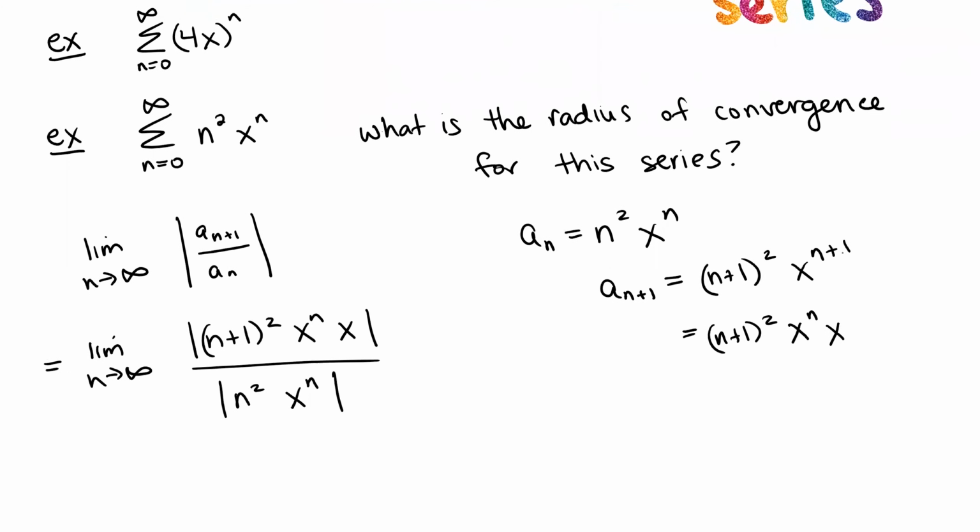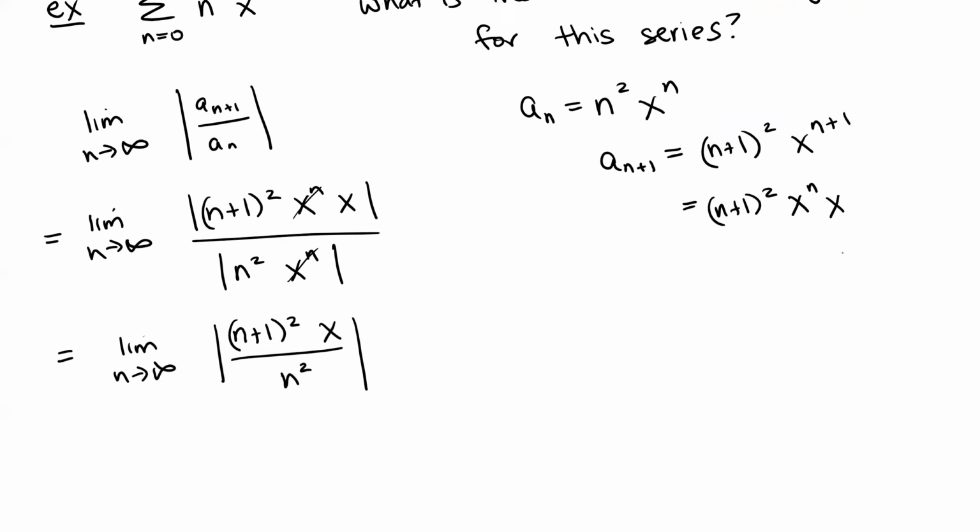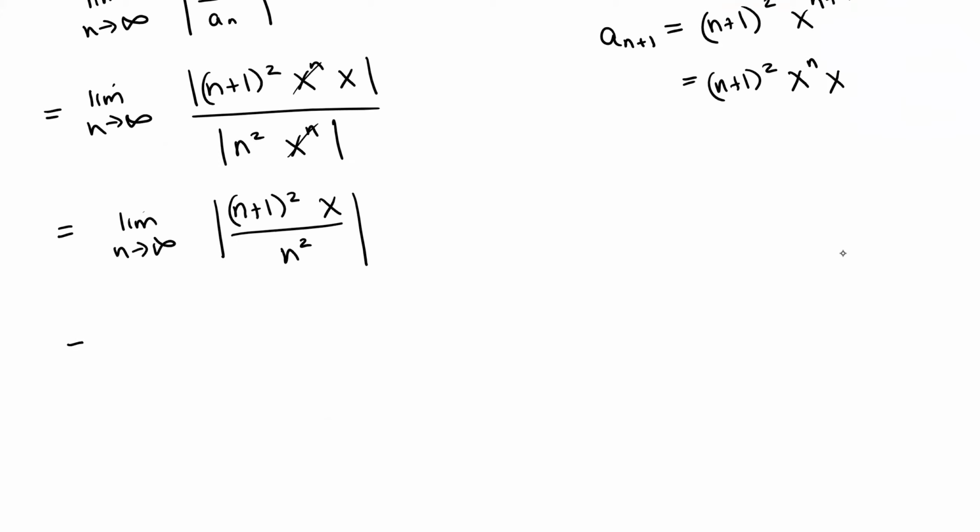Now we can see we have some nice cancellation. We can cancel the x to the n's from the numerator and the denominator. So now we've just got the limit as n goes to infinity of the absolute value of (n plus 1) squared times x over n squared. Now, when we send n to infinity, we see that this will have the form infinity over infinity, so we need to use L'Hopital's rule, no problem.